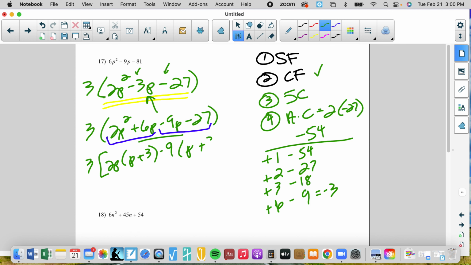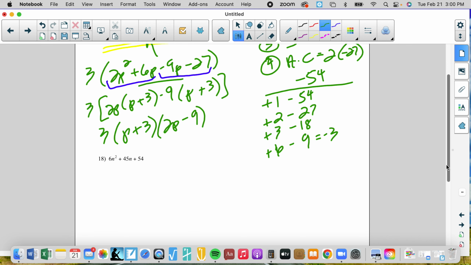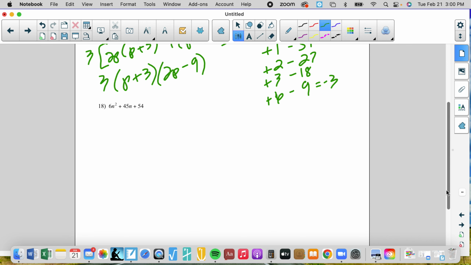So this gives me p plus 3. So I still have my 3 on the outside. I have my p plus 3 that are the same in the parentheses. And then I have a 2p minus 9. And that would be my answer. Same thing. Standard form. Yes.